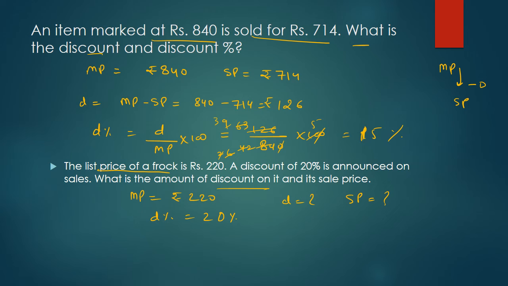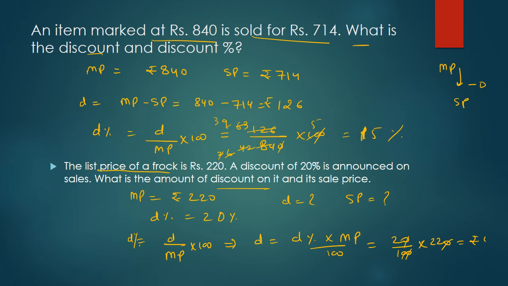Now discount percent is of course the discount on mark price into 100, right? So discount is discount percent multiplied by mark price by 100. That means 20 by 100 into 220. 0 is cancelled with 0, so this is rupees 44. Correct? So selling price is mark price minus discount. That is 220 minus 44, which is 176. Clear? This is how you calculate mark price, selling price, and discount and its percentage.